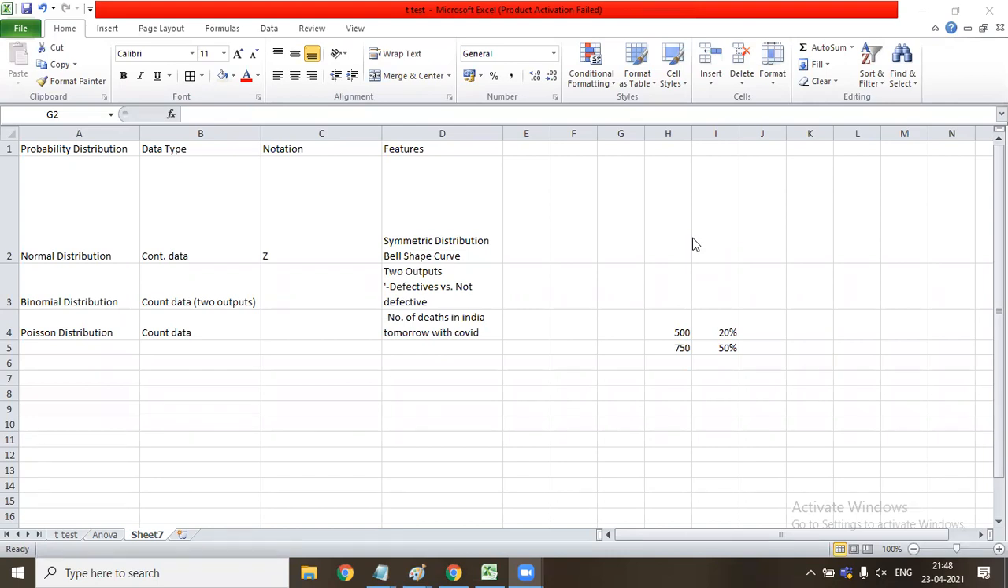So we have been given the data. The day before yesterday it was say 500 deaths. Yesterday it was 450 deaths. Today it is 700 deaths. So what is the probability of how many deaths I will be getting tomorrow?